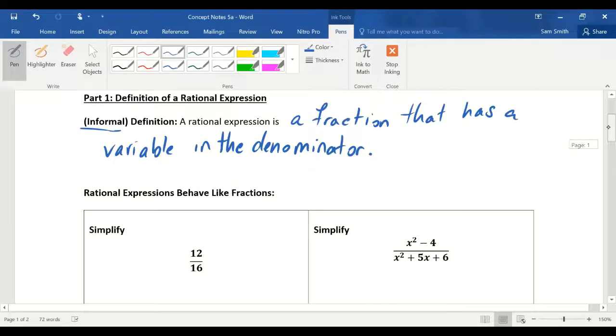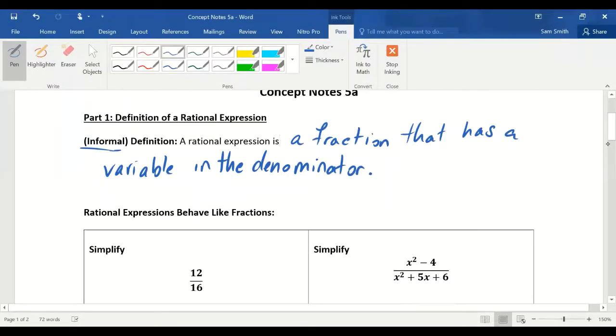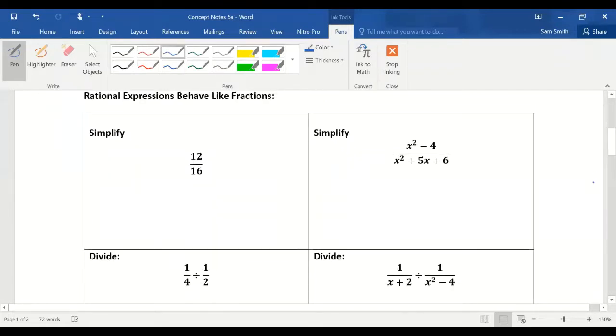Now, the beautiful or perhaps the horrible thing about rational expressions is that they are fractions, so they behave exactly the same way that fractions do. And so what we'll be talking about in chapter 8 is how to add these quantities, how to subtract, how to multiply and divide, and how to simplify these quantities.